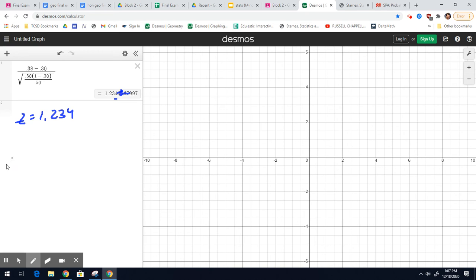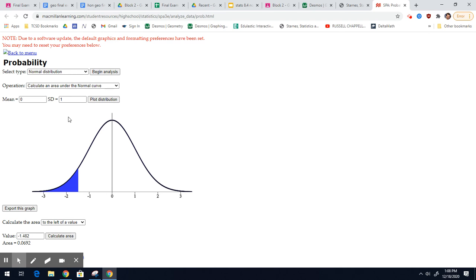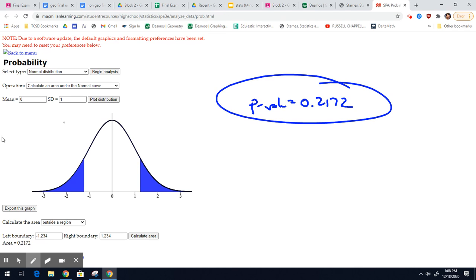Okay, so now, because it's a two-sided test, watch what I do here. When I go to the stats applet to find the p-value, normal distribution, calculate area, 0 and 1. Down here where it says calculate the area, I'm going to say outside a region. And we're going to enter the negative z value first and the positive z value second. So our actual z value is 1.234. That's the positive. So then you're also going to input your negative, which is negative 1.234. And this is going to give us this double tail area. And there you go. Okay, so our p-value is going to be 0.2172. And you'll include this picture as well.